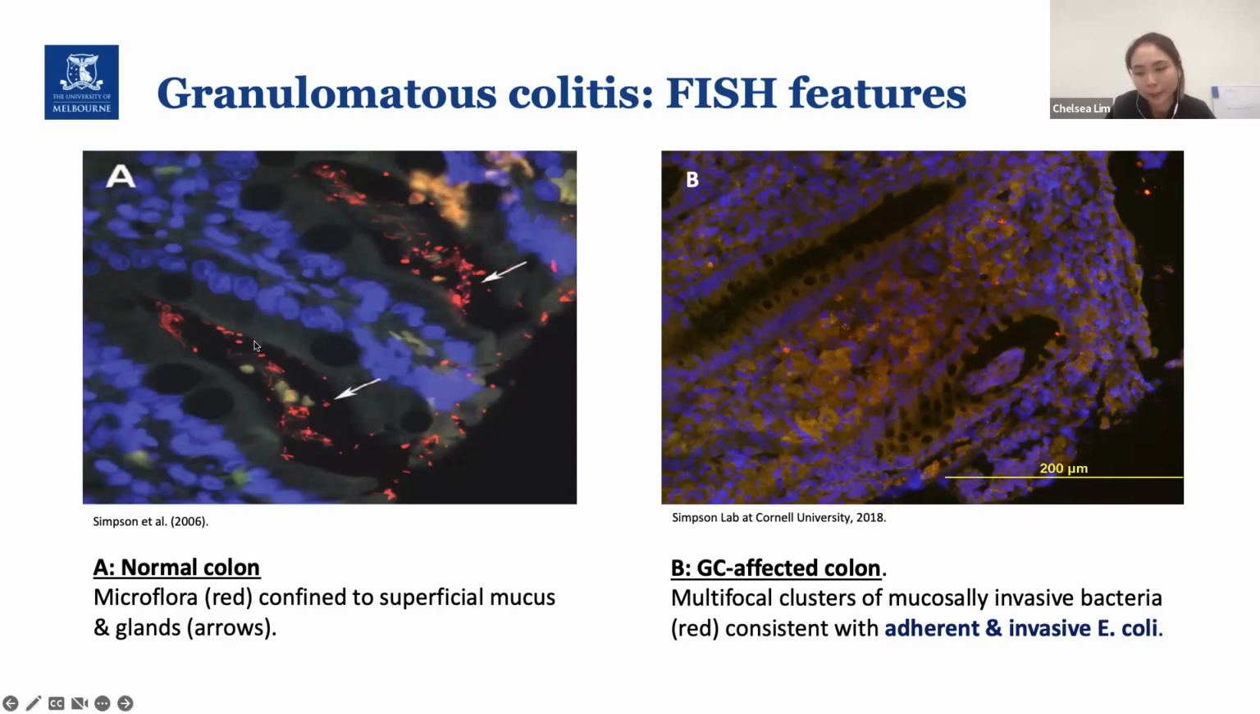Image A represents a healthy canine colon, where the microflora identified in red is confined to superficial mucus and glands. The blue cells you see here are the colonic epithelial cells, and these regions form the colonic crypts. Image B represents a colonic biopsy in a dog diagnosed with GC, where bacterial infiltration of colonic mucosa can be appreciated in red here, and that's consistent with adherent invasive E. coli within PAS-positive macrophages.